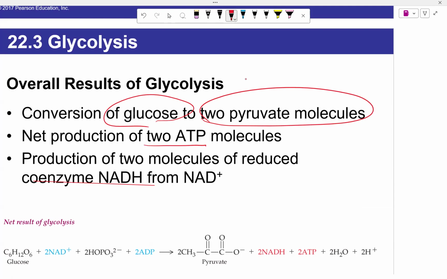This is the results of glycolysis. We're producing pyruvate, 2 of them. We're producing 2 ATPs and 2 NADHs.